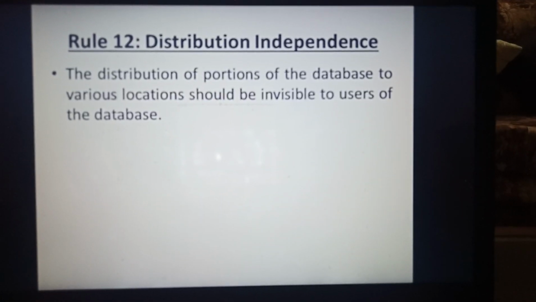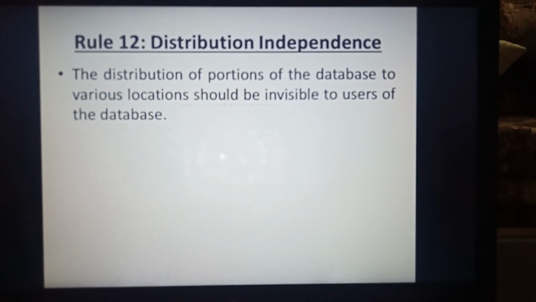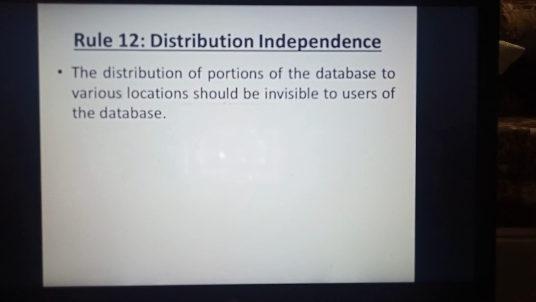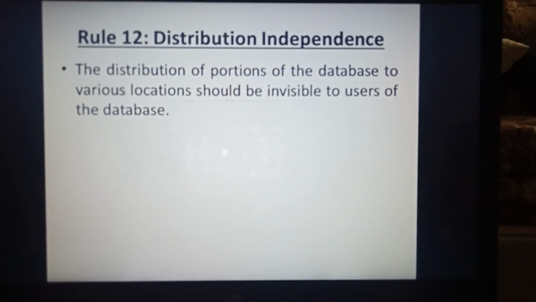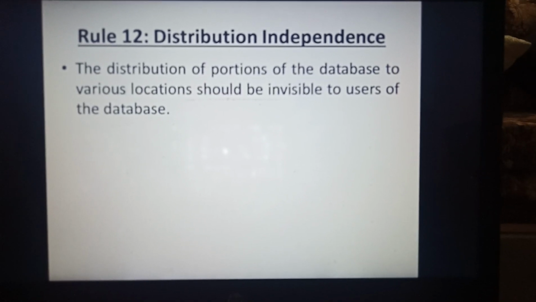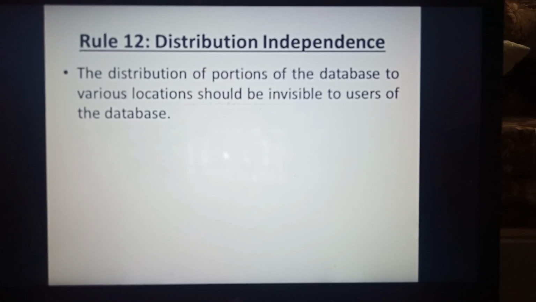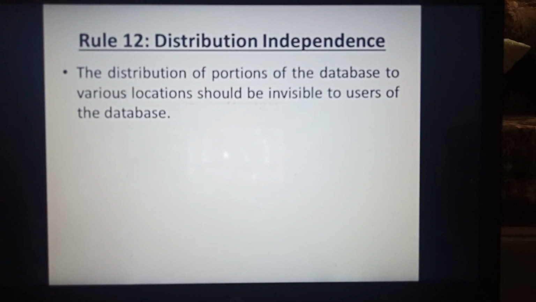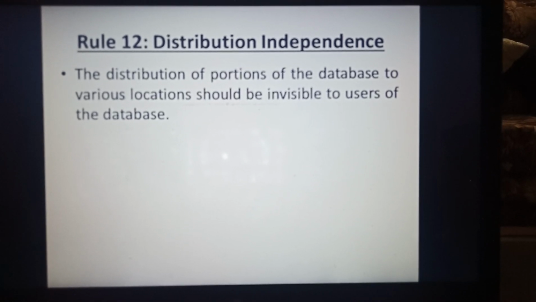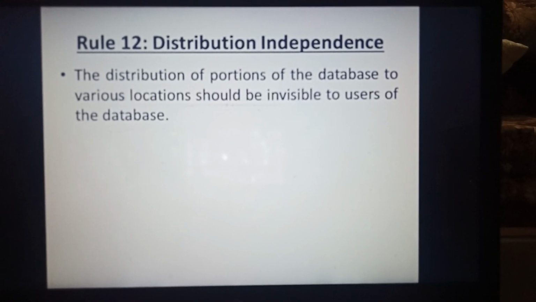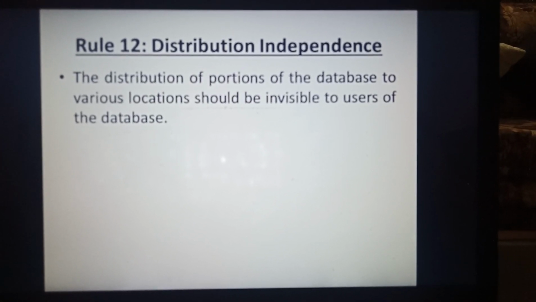And last rule is distribution independence rule. It states that the distribution of portions of the database to various locations should be invisible to users of the database. Means users of the database should be unaware of where the database is stored, on which location the database is stored. This distribution of database to various locations should be invisible to the users of the database. So these are the 12 Codd rules.